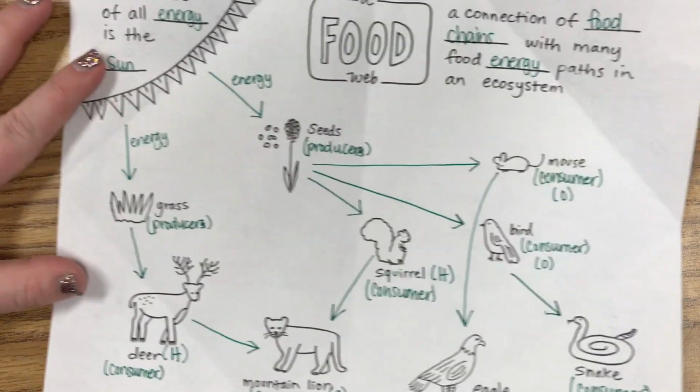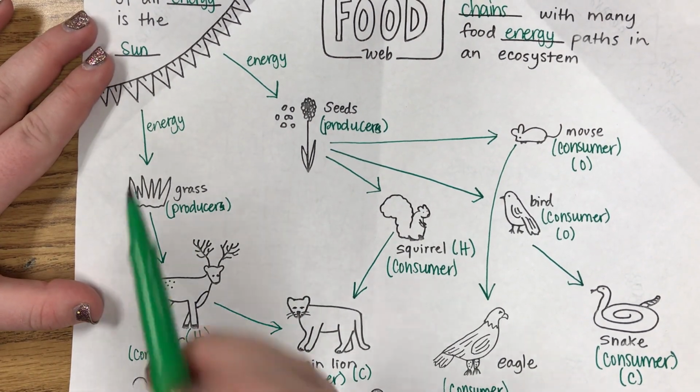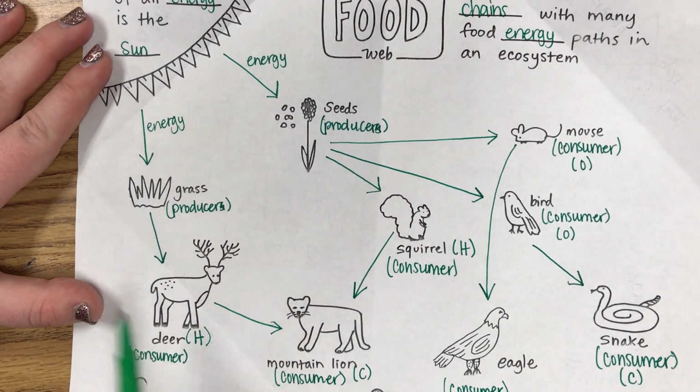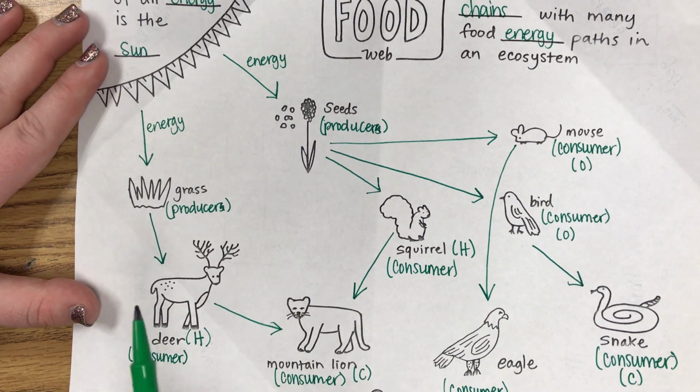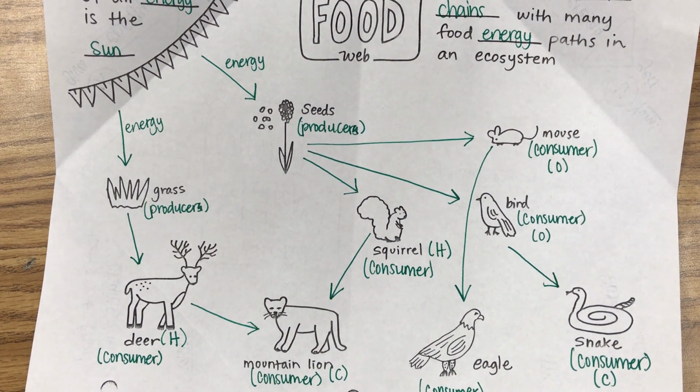So you can see that there are many different food chains within this food web. So a food chain would be sun to grass to deer to mountain lion. Just one flow of energy. That is a food chain. But when I have many flows of energy, that is what makes it a food web. Food webs show all of the interactions of animals in a particular ecosystem. So this one, it looks like it's just a forest maybe, because it has a squirrel and deer, mountain lions. So this is just a food web of one ecosystem.